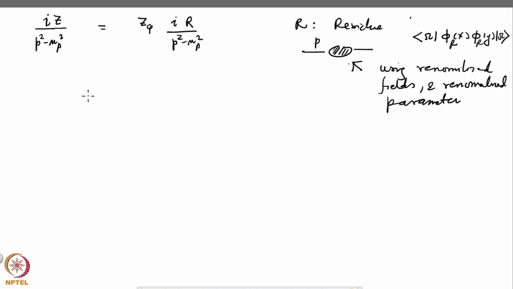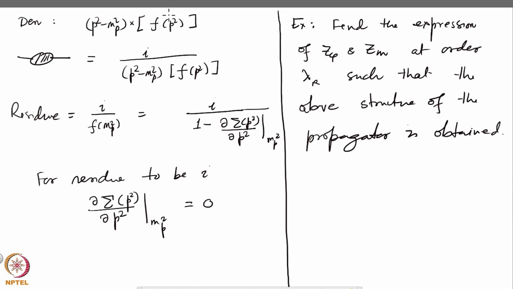So from here you can see that Z is Z_phi times R. Or the residue that you are going to get in the renormalized theory is Z over Z_phi. And of course, if you choose a renormalization scheme such that this R is 1, you can choose such a scheme, we have already done that before. Let's see here.